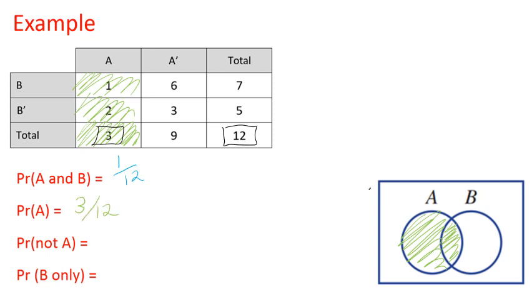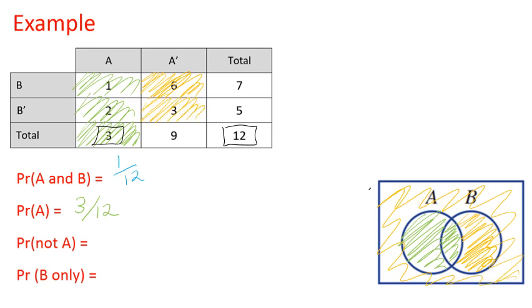Then if I'm looking at the probability of not A, so not A is this section, which is B and not A, so this one on the two-way table, and then this is also not A, so the not A and not B section.